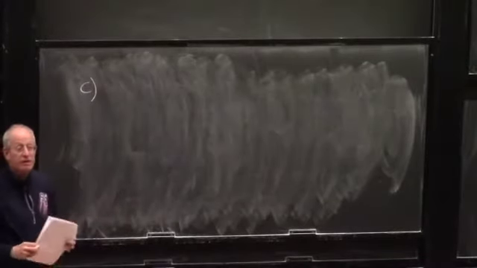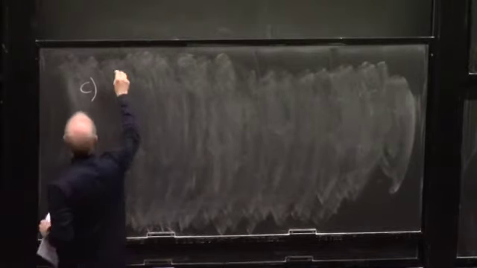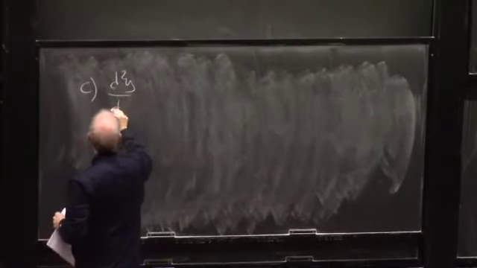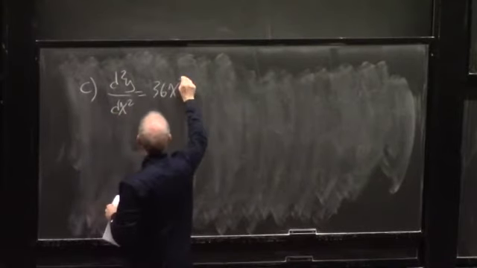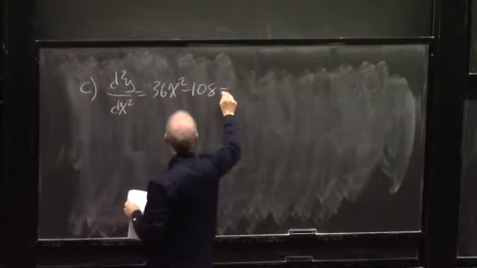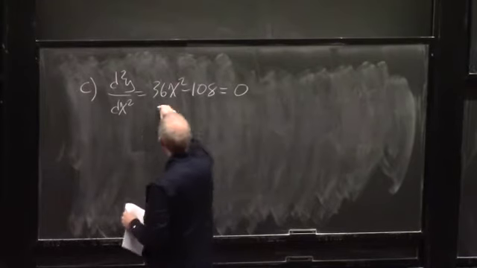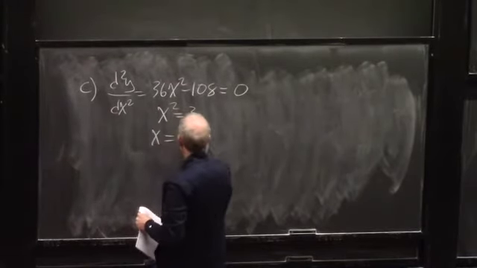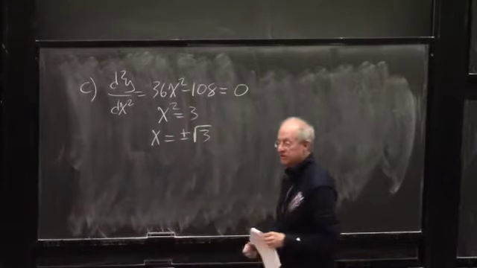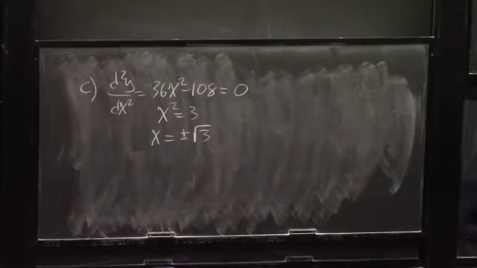So if we want to know whether it's concave up or concave down, we take a second derivative. The second derivative is 36x squared minus 108 equals 0. You get x squared equals 3. I told you, it's very hard to make them both come out as nice numbers. You end up having to do really big numbers sometimes.